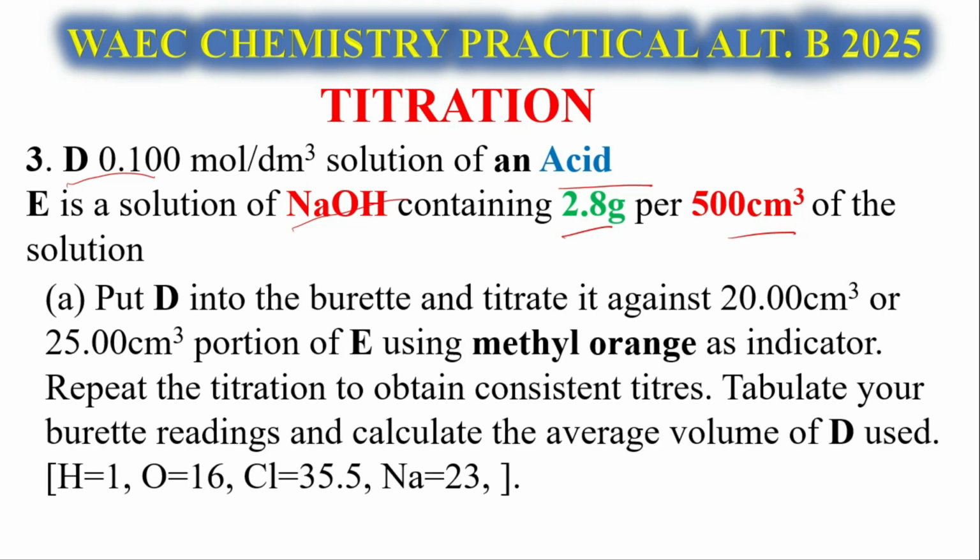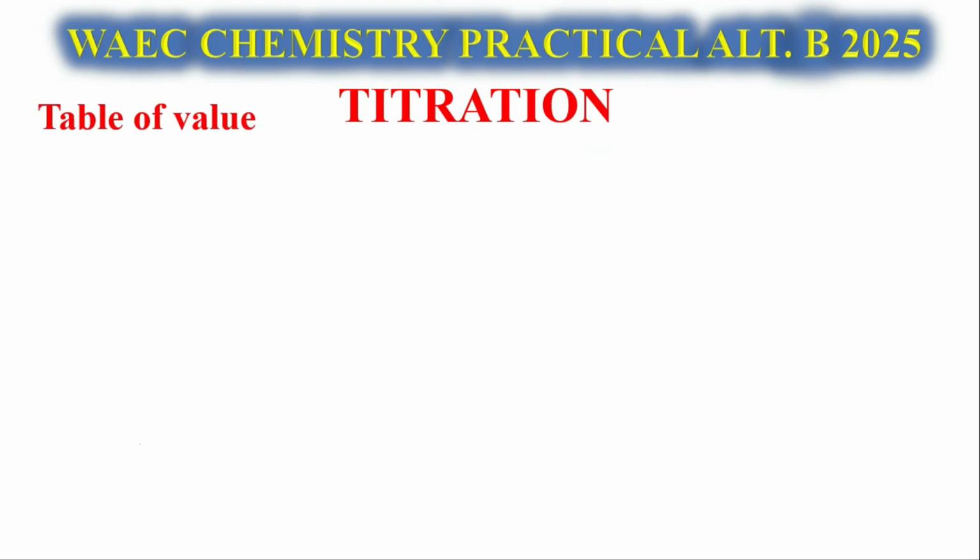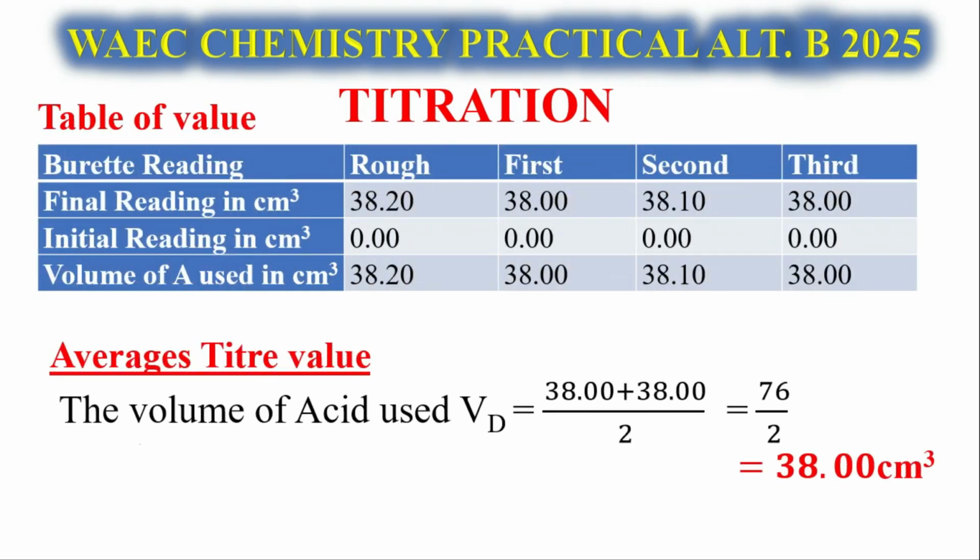So you put D into the burette and titrate it against 20 or 25 cm³ of E, depending on the pipette you use in your school. You can use methyl orange as an indicator. Repeat the titration to obtain the titer value. Then you have your table as this. Then we have your final VD, the volume of the acid, at 38.00.